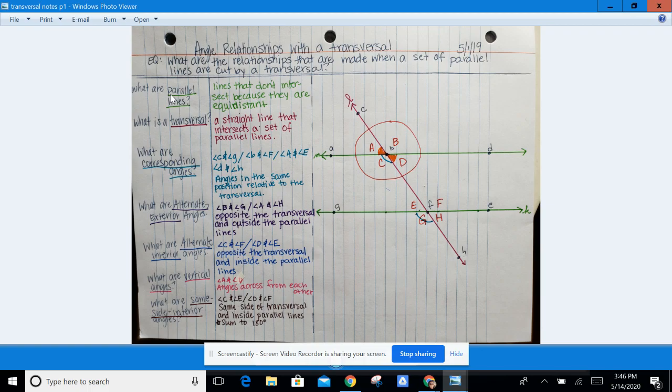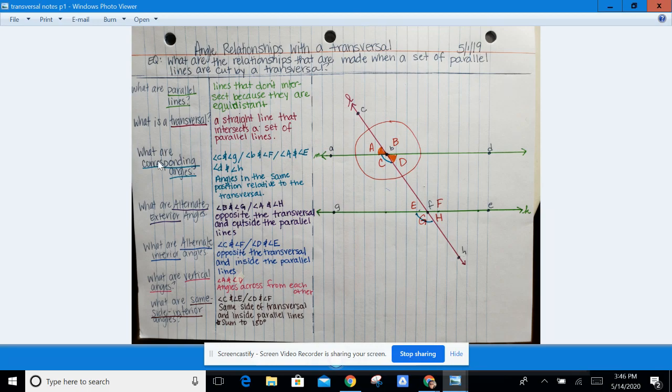So let's start here with parallel lines. The green lines, M and K, are parallel. That means they don't intersect because they're always equidistant. This burgundy line that goes through them is called a transversal, line L. A transversal is a straight line that intersects a set of parallel lines. This guy is the reason all these other vocabulary words exist, because something special happens here.